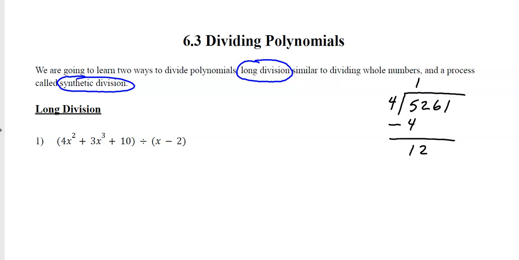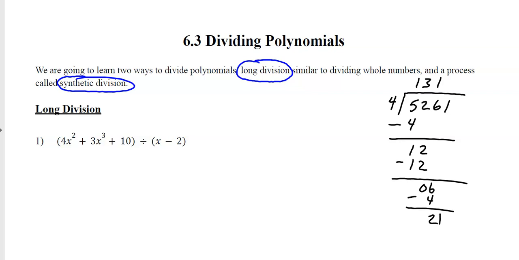4 goes into 12 three times. 4 times 3 is 12, and that gives me 0. I bring the 6 down. 4 goes into 6 one time. 1 times 4 is 4. Got to subtract there. 6 take away 4 is 2.